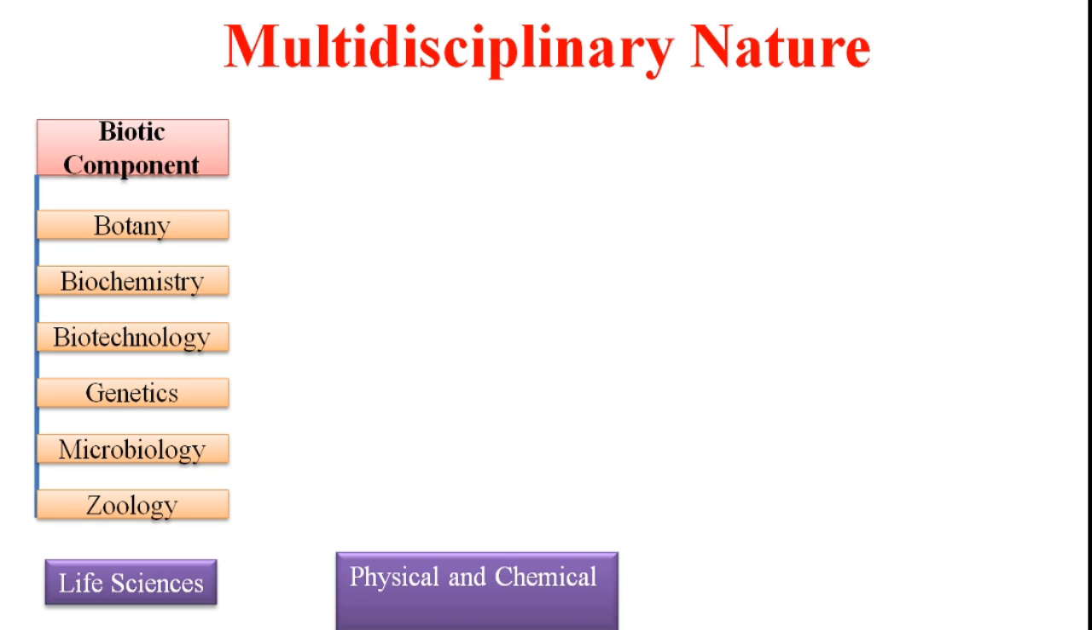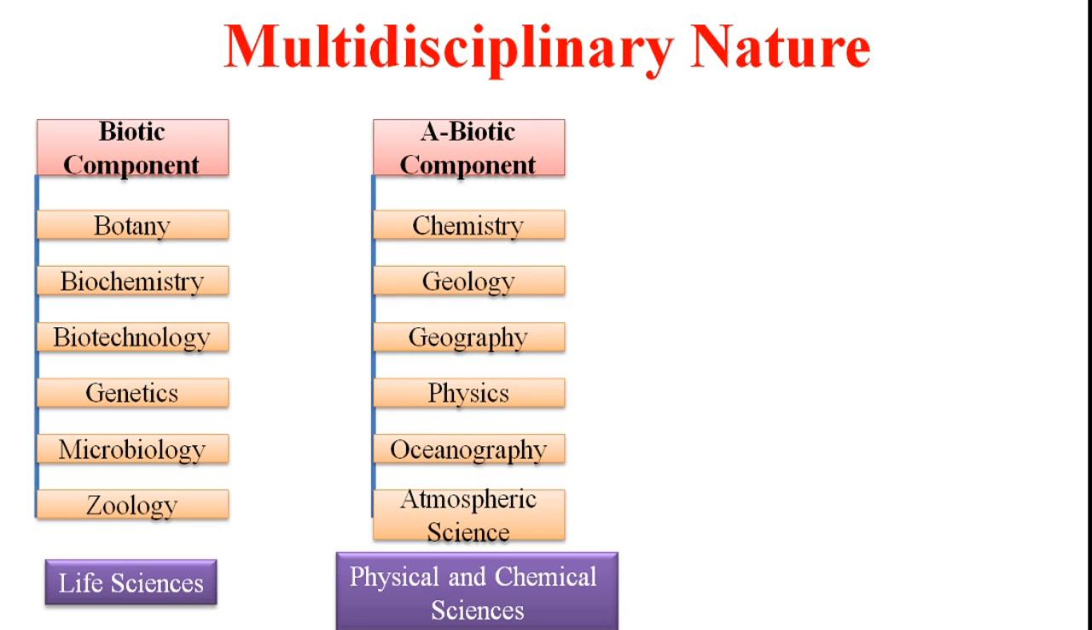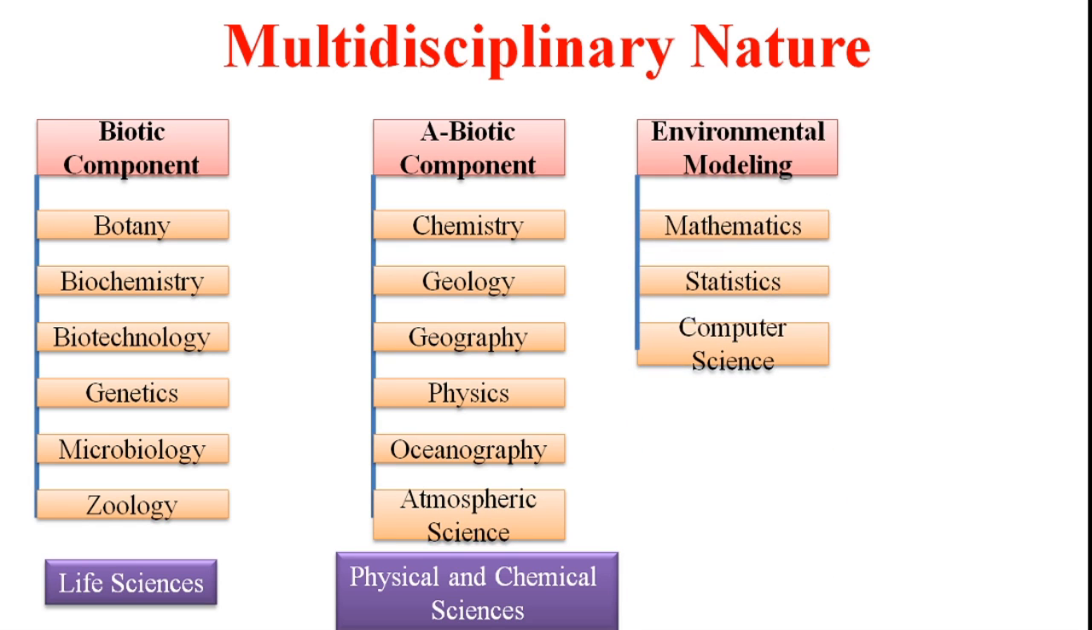For understanding the physical and chemical structures of abiotic components and environment along with mass and energy transfer, we have to make use of basic concepts of physics and chemistry, geology, atmospheric science, oceanography, and geography. Mathematics, statistics, and computer science likewise serve as effective tools in environmental modeling.